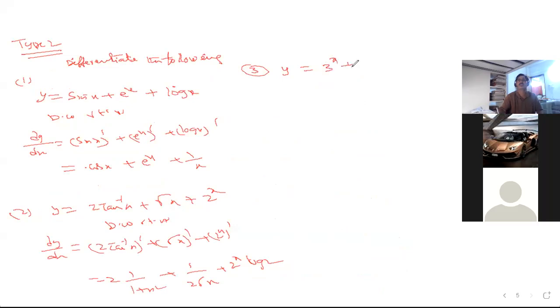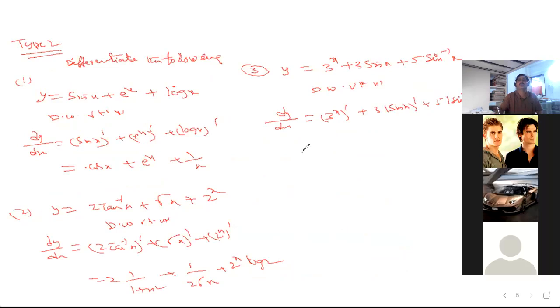Here 3 to the power of x, 3 sin x plus 5 sin inverse x. Come on, tell me, what is the differentiation of this? 3 to the power of x whole dash. Yes, sir. Very nice. And 3 into sin x whole dash, 5 into sin inverse x whole dash. Right. 3 to the power of x log 3 plus 3 into cos x plus 5 into 1 by root 1 minus x square. Right, sir.